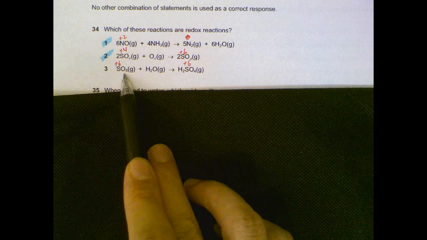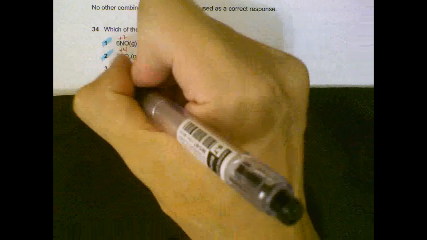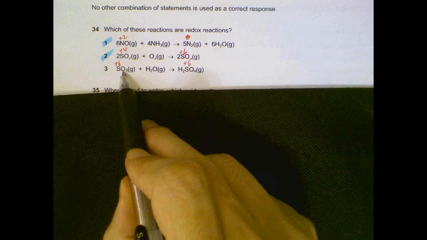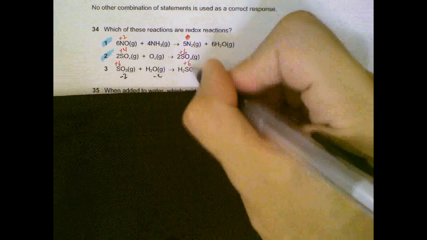Each oxygen is -2. Notice I'm just counting each oxygen, not the total. -2 oxygen, -2 at the end also. No change for oxygen. Hydrogen, each one is +1. At the end, each one is still +1. So this confirms that statement 3 is not a redox reaction.